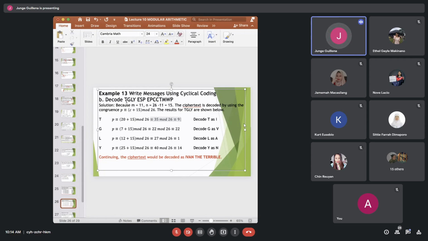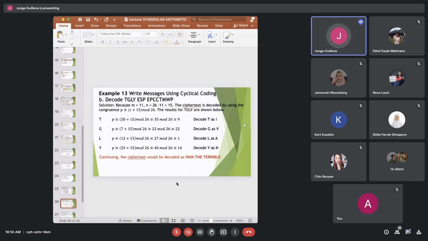So when you decode TGLY, so on and so forth, the plain text of this ciphertext is Ivan the Terrible. Diba? It's readable. So if you saw that the decoded message is Ivan the Terrible and it is readable, then you got the correct answer. Any questions?